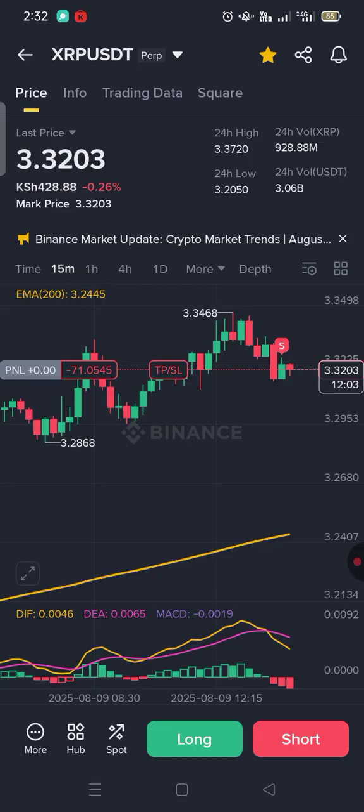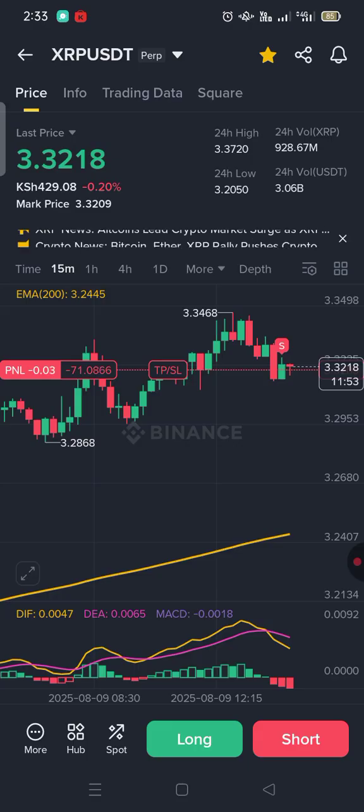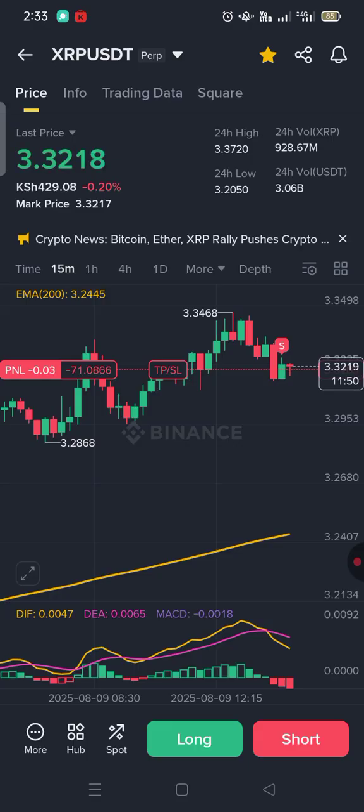Then I set my take profit. I don't set a stop loss, but I normally put take profit. So once the market hits my target, it takes me out of the market automatically, even if I'm not there or I'm busy doing something else. That is the good part of it. Once the market reaches your target zone, it will close the position for you, even if you are not on the app or not online.